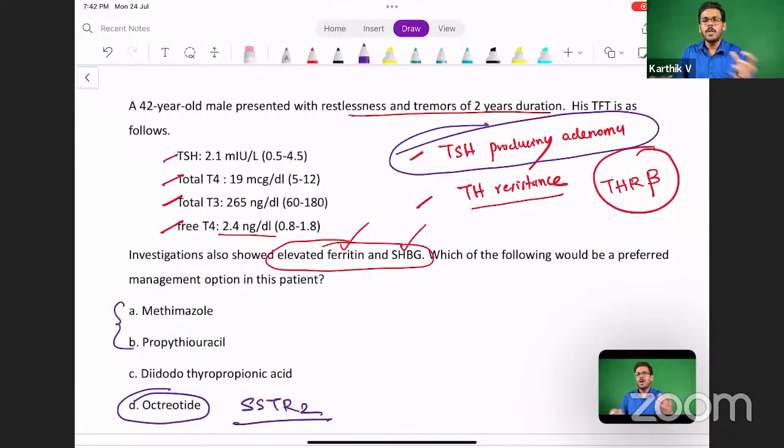That is why you are not using antithyroid drugs upfront, whereas if you are using octreotide, that would cause a reduction in the tumor mass itself and a further reduction in the TSH production, which will cause a reduction in the T4 and T3 levels. That is why octreotide is the medical treatment of choice. Of course, the definitive treatment is surgery, but if you're asking in a post-surgical patient which is the best medical option, the answer is definitely octreotide.